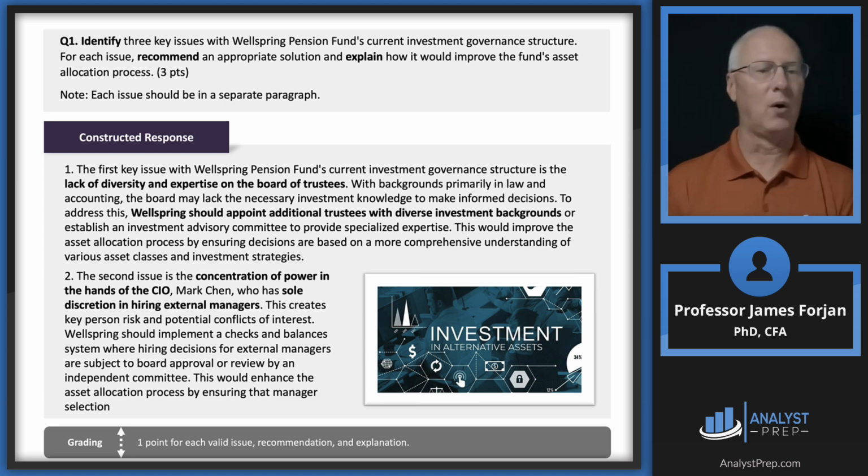Notice we've done this in bold. So, lack of diversity and expertise on the board of trustees. We'll probably talk about the law and the accounting in there. How are we going to make this recommendation? What should we do? Well, this gets back to what I was saying with the 7. 7 is probably not enough, so let's go ahead and appoint some additional trustees.